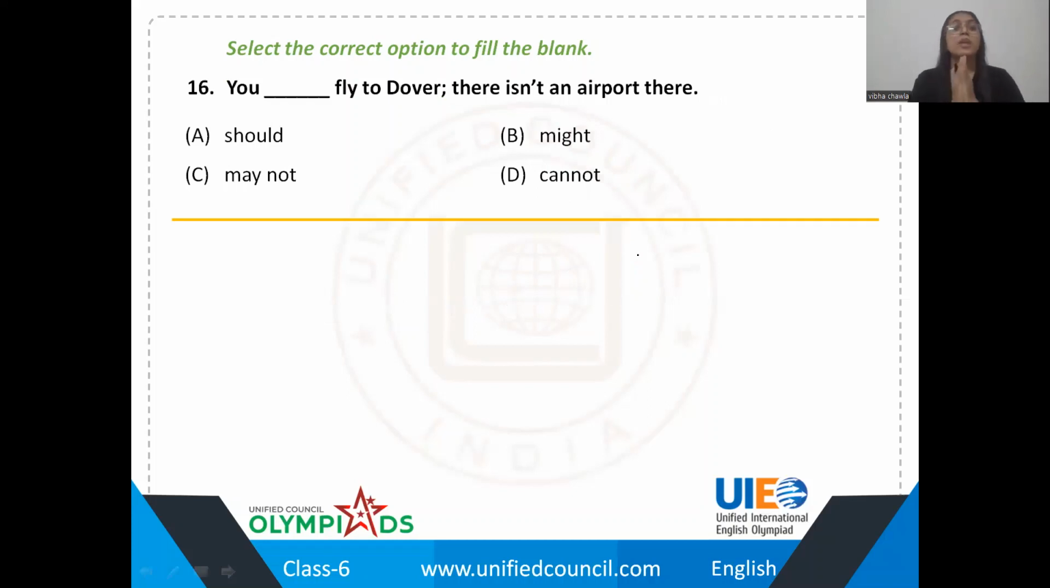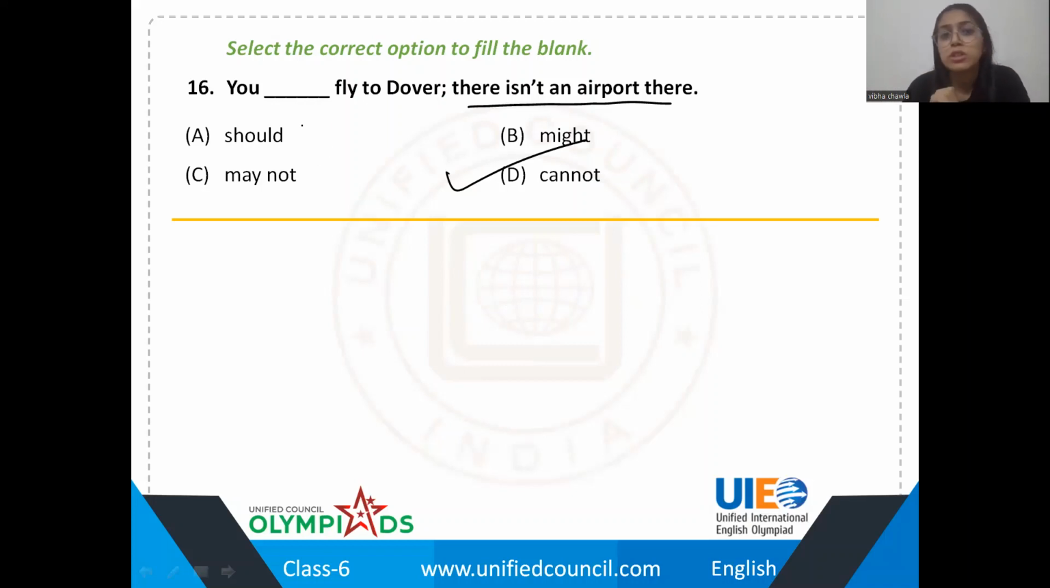Then we have another important question. You blank fly to Dover. There is not an airport there. Now you see, there is not an airport. Here is where the hint lies. If there is not an airport, it means you cannot fly to Dover, right? You are not able to fly to Dover, because there is not an airport there.